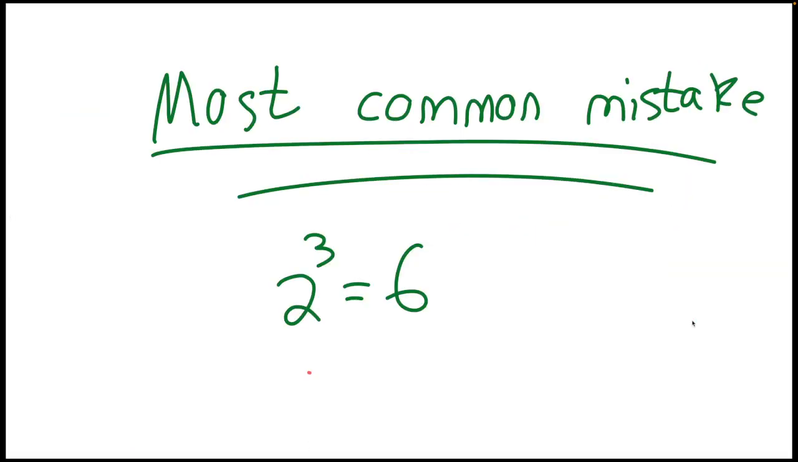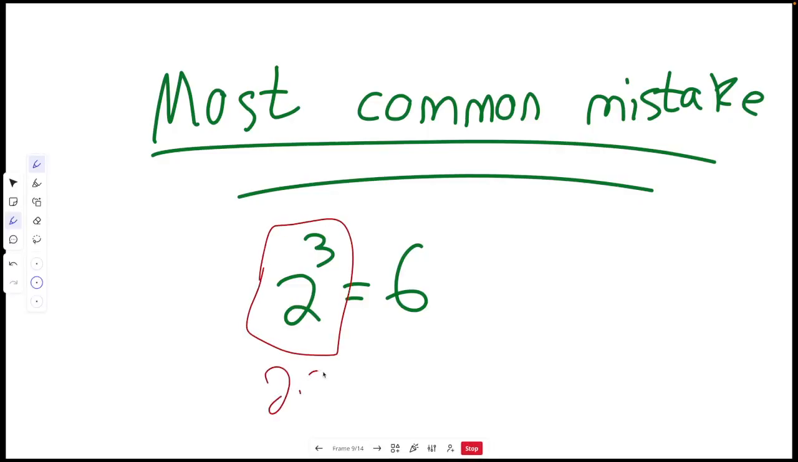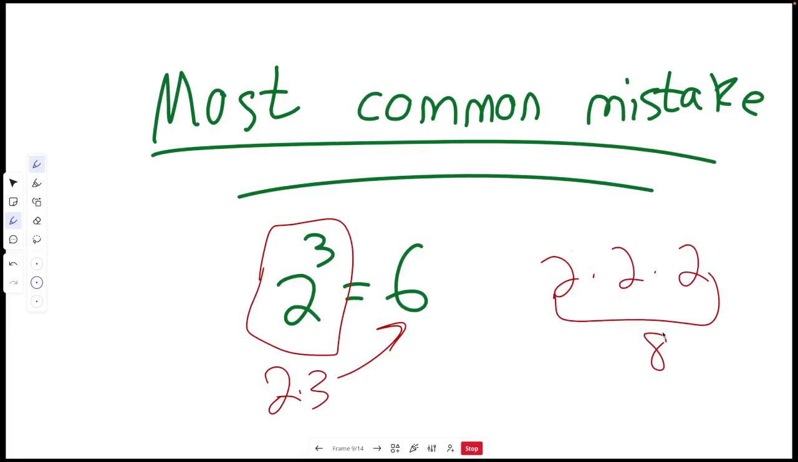Now, the most common mistake, and I set this as a separate slide because I see it all the time, every year, over and over again. So please learn from this. 2 to the third equals 6. This is what most students do when they look at this problem, they get it mixed up in their head. They say, oh, 2 times 3, and that's 6. But remember, that is not correct. This problem is not saying 2 times 3, it's saying 2 times 2 times 2, which we already solved, will give us 8. So please keep that in mind when you're solving these types of problems.